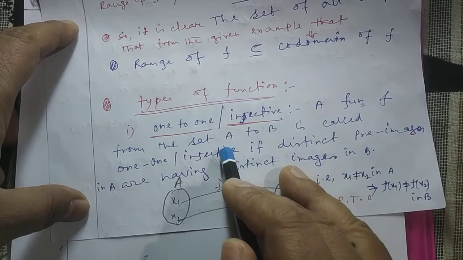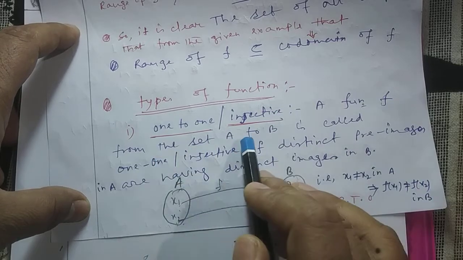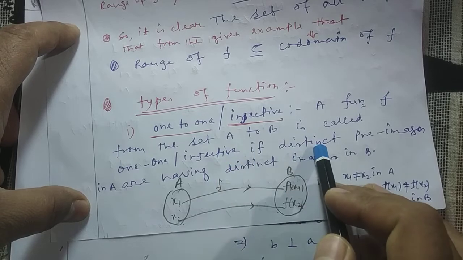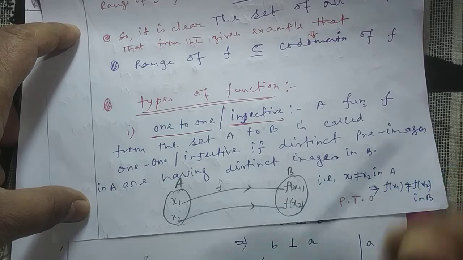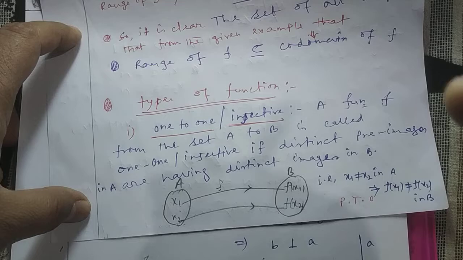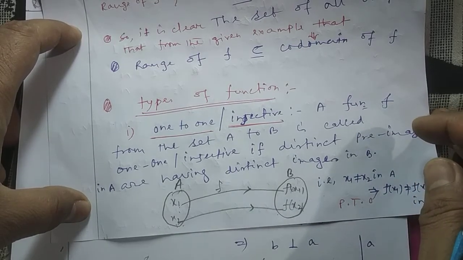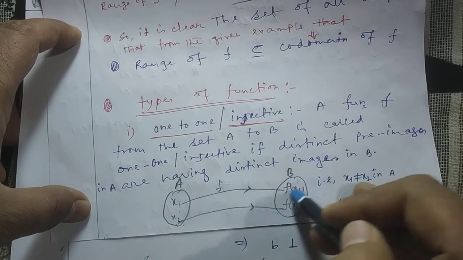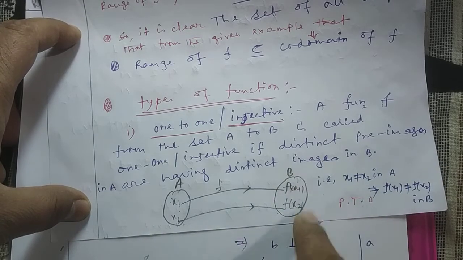Now look at the definition here. A function f from the set A to B is called one-to-one or injective if distinct preimages in A are having distinct images in B. And we know what is the meaning of preimage and what is the meaning of image. All x are called preimages which are available in the domain set A. Similarly, all the f(x) are called images, always which are available in B set. Correct?